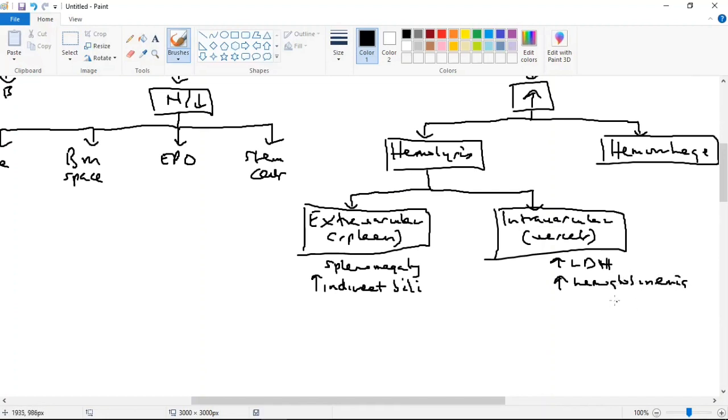right? And you won't see hemoglobinemia in extravascular because the splenic macrophages are the ones destroying red blood cells in the spleen. So they destroy them by eating them up. They phagocytose and digest red blood cells within their lysosomes, right? So they're not going to be releasing hemoglobin to the blood. I won't see hemoglobinemia in that case.